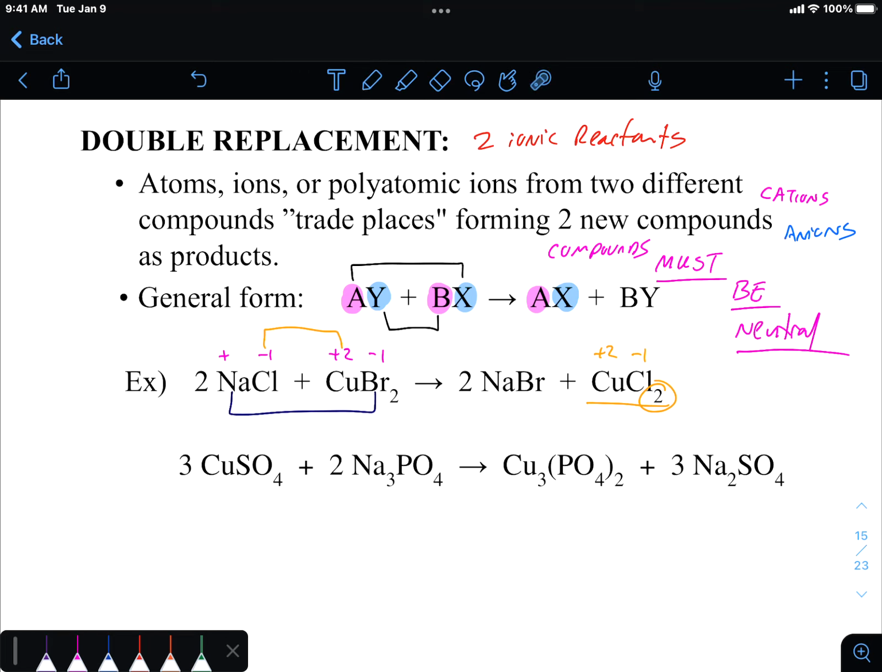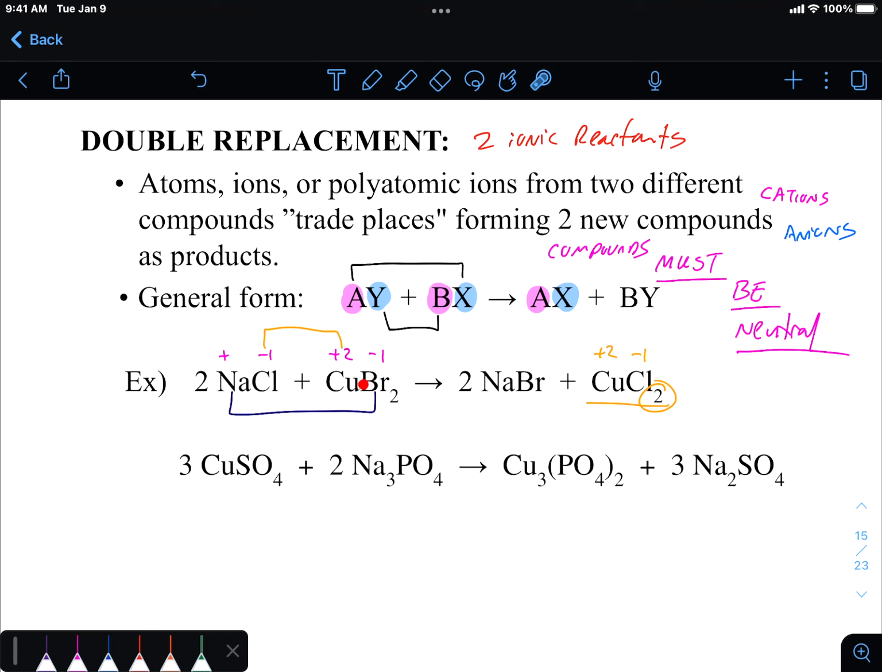But notice how when we first started with chlorine, it did not have a subscript. Whatever the subscript is on the left side is not necessarily going to be the same subscript on the right side. You don't just automatically bring over a number. The number has to make sense. The number has to make the formula neutral.